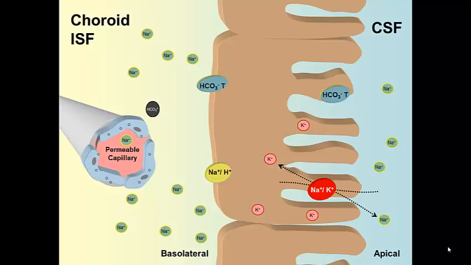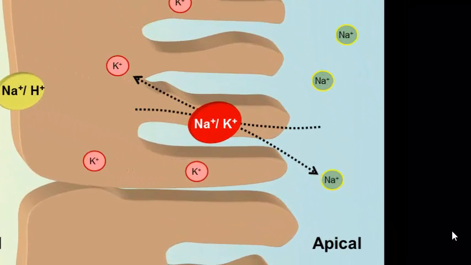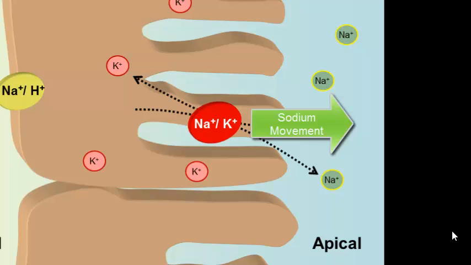So the first step in how this is accomplished is by creating a favorable electrochemical gradient for sodium movement from the choroid ISF into the epithelial cells by the sodium-potassium pump. So sodium-potassium pumps are located on the apical membrane within the brush border, and this is going to facilitate vectoral movement of sodium and ultimately other solutes that are going to be following sodium into the CSF side.